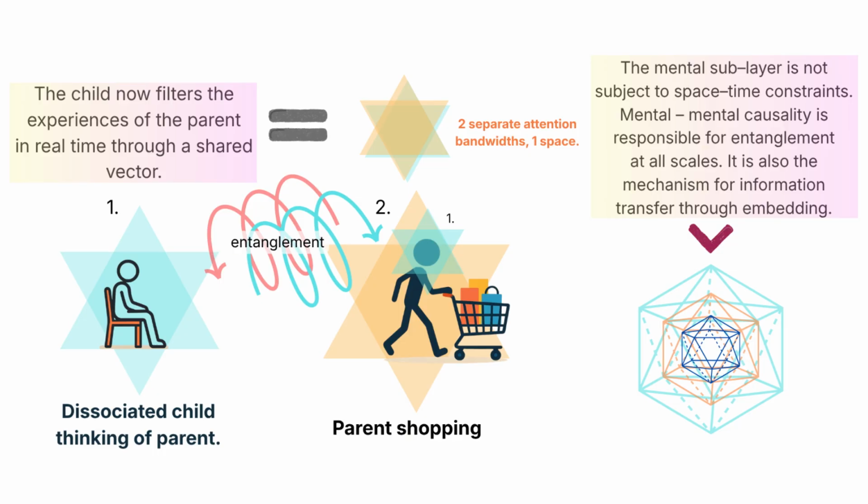The mental sublayer is not subject to space-time constraints. Mental to mental causality is responsible for entanglement at all scales. It is also the mechanism for information transfer through embedding. And here you can see a closer geometric nesting concept of how the minds will nest in and out, the information coming in and out, relaying back and forth.